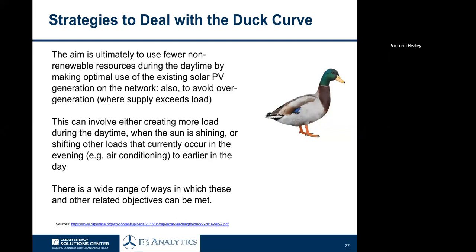The aim is ultimately to use fewer non-renewable resources during the daytime and to avoid overgeneration also during the daytime. This can involve creating more load when the sun is shining so that it corresponds better, or again, shifting loads that currently occur in the evening to earlier in the day. And there's a range of ways, as we'll see, that these different objectives can be met.